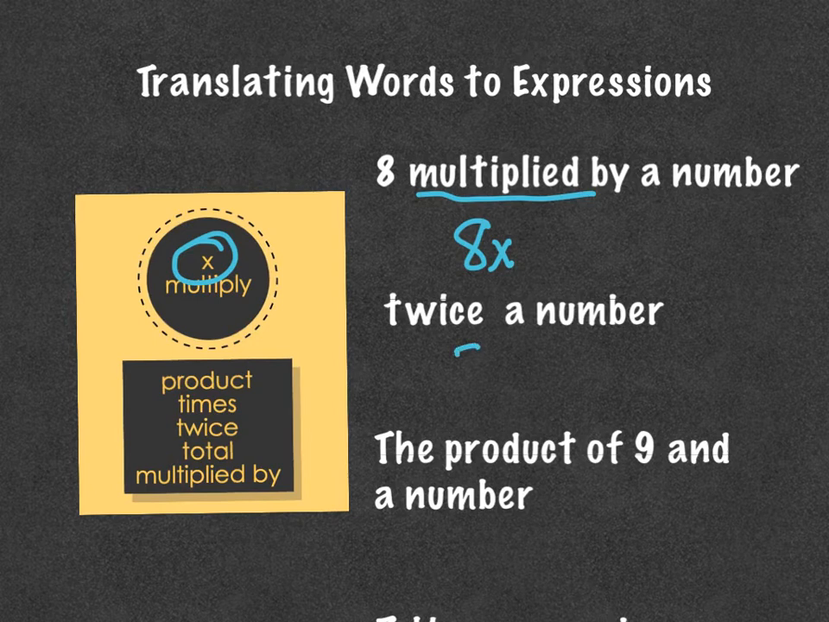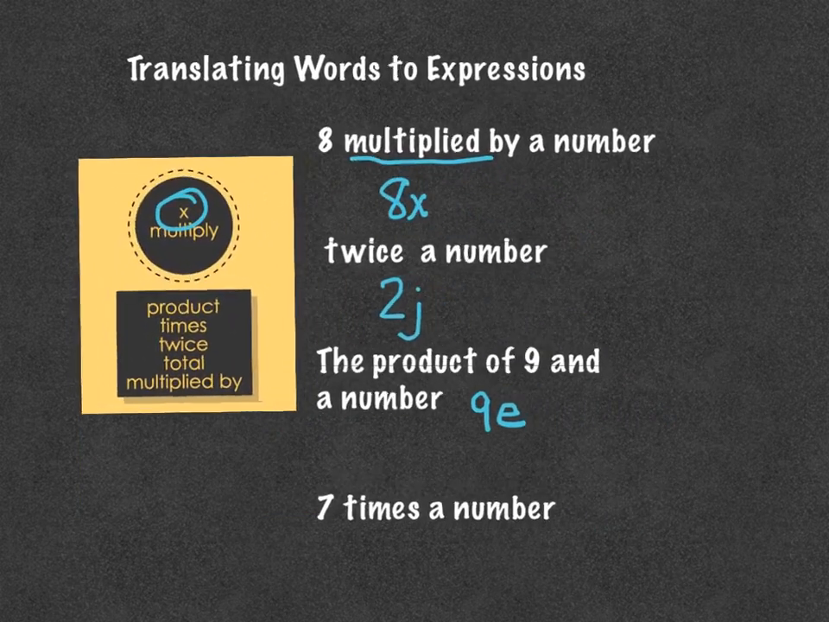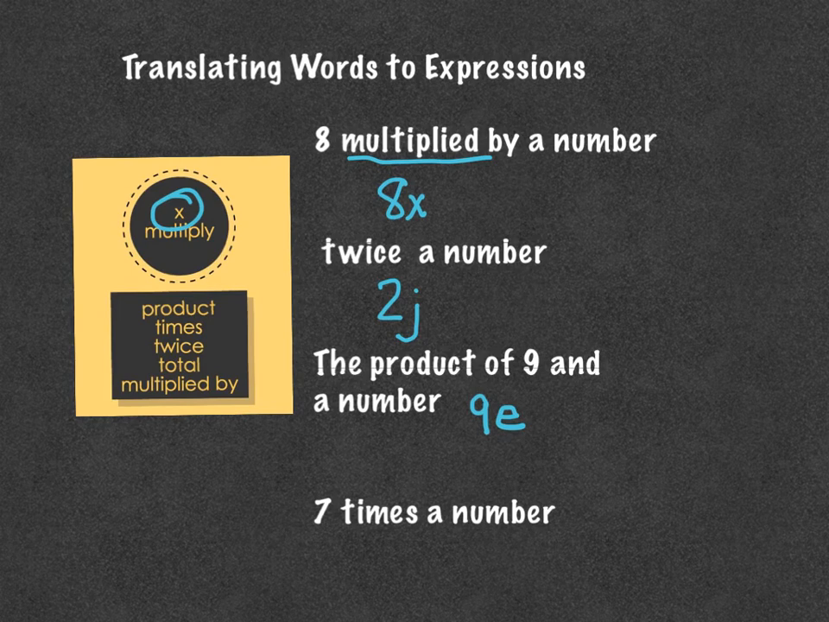So you want to make sure that the letter is right next to your number when you're multiplying. Twice a number, so 2 times, let's make it j, 2j. The product of 9 and a number, let's use e, okay? And then, oh, let me zoom this out a little bit. I couldn't see the bottom one. 7 times a number. Let's do n for number.